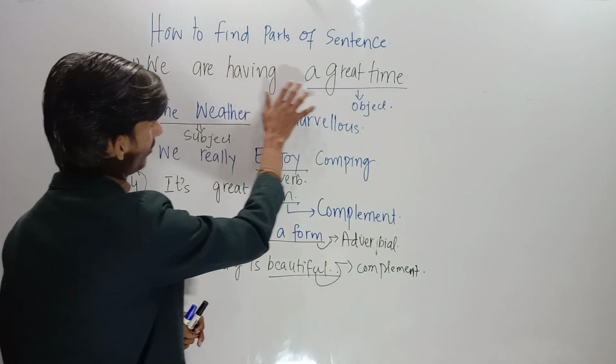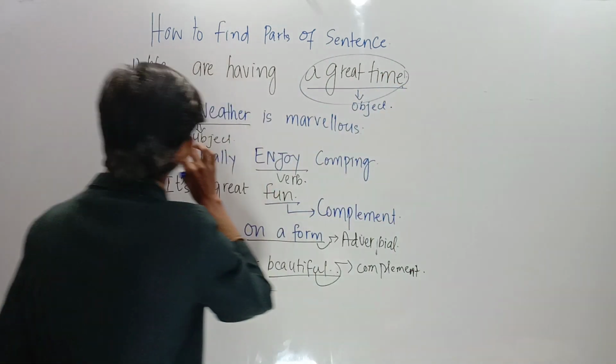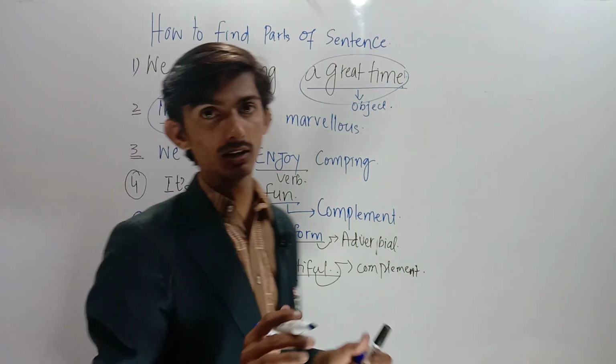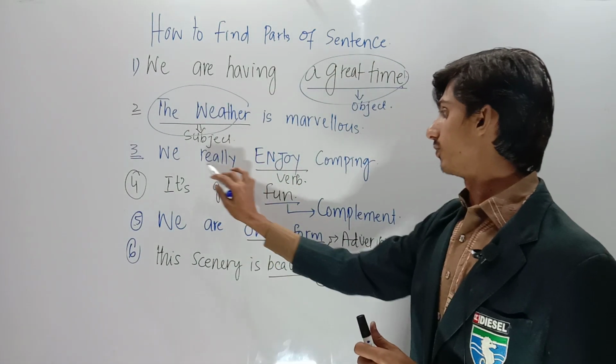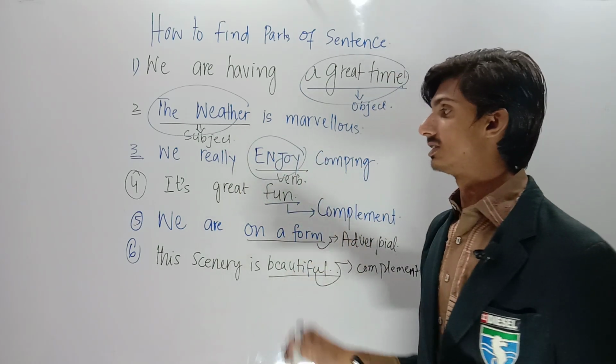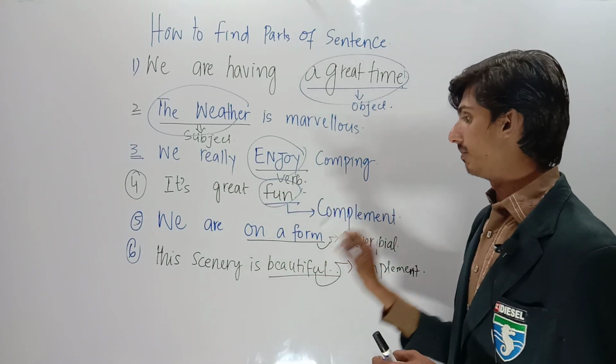So, we are having a great time. What is this? This is an object. The weather is marvelous. What is this? The weather, this is the subject. We really enjoy camping. So what is this? This is the verb. It's great fun. So what is this? Fun is the complement.